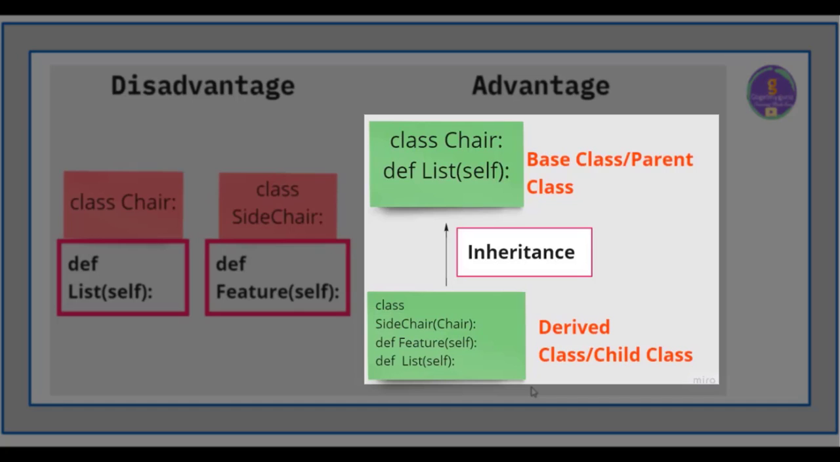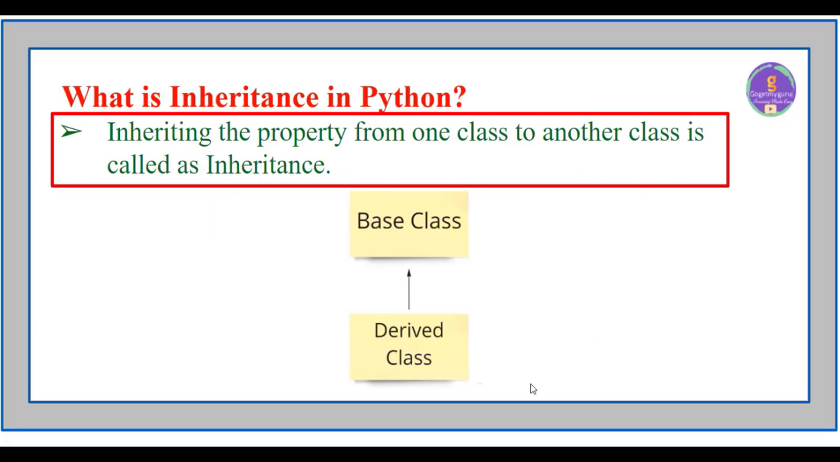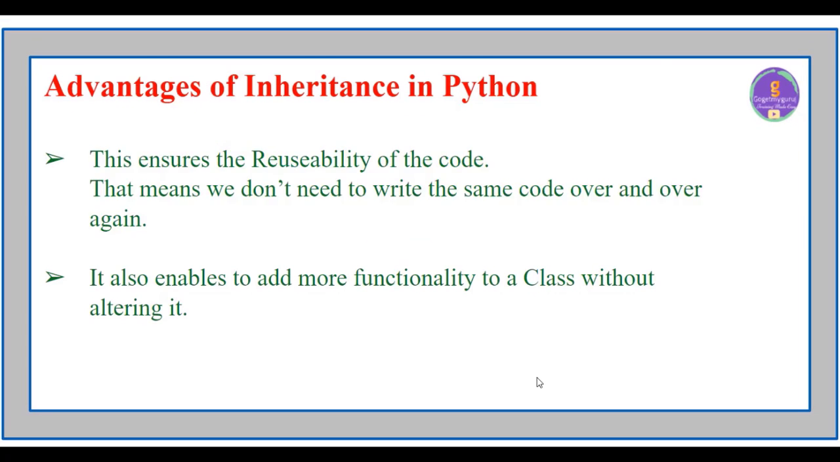Then, what is the definition of inheritance? Inheriting the property from one class to another class is called inheritance. Base class is called the parent class and derived class is called the child class. Is there any advantage of this inheritance? Yes. This ensures the reusability of the code. That means we don't need to write the same code again and again. And it also enables us to add more functionality to a class without altering it.